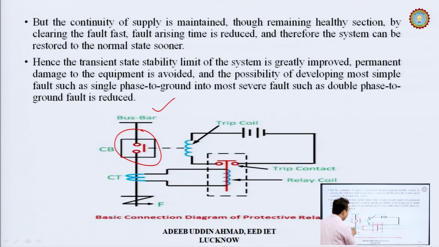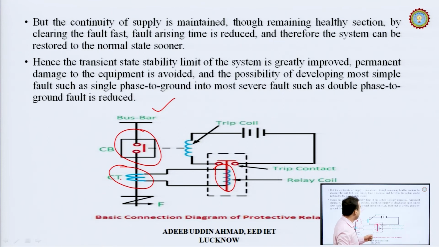In this bus bar we have some CT, that is a current transformer. So, the secondary of this current transformer is here, primary is here and secondary is here. The secondary of this current transformer is connected with this electromechanical switch, that is called the trip contact of the relay, that is electromechanical switch.